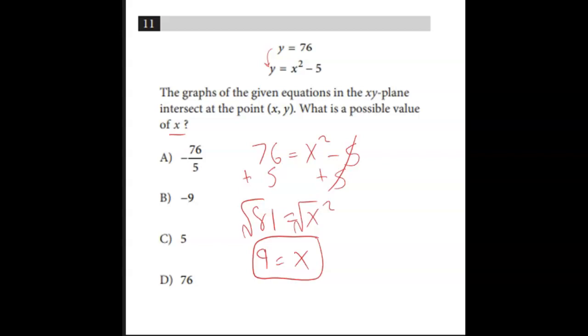Oh, it could be negative 9, because if you plug in negative 9 here, negative 9 squared would still equal that positive 81 you're looking for. So B is the correct answer choice, even though it's negative 9. Seems a little tricky there, but that still works.